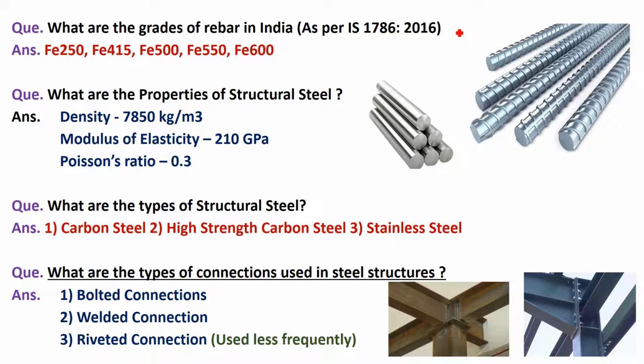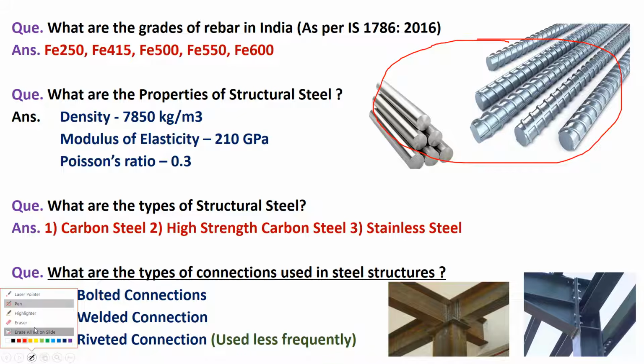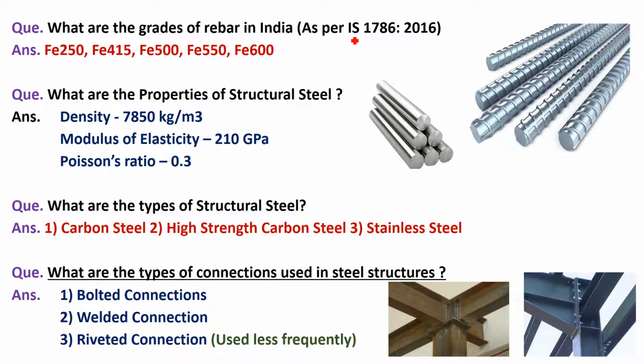Then what are the grades of rebar in India? Whatever bars we are using for construction, these bars are of different grades. These bars are called rebar. The grades are given as per IS 1786:2016: Fe 250, Fe 415, Fe 500, Fe 550, Fe 600. These are the grades of steel rebar available in the market in India.